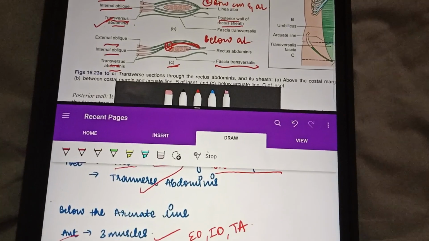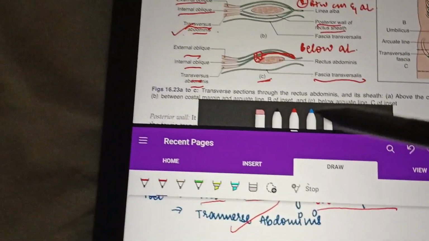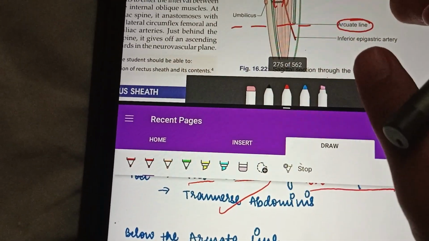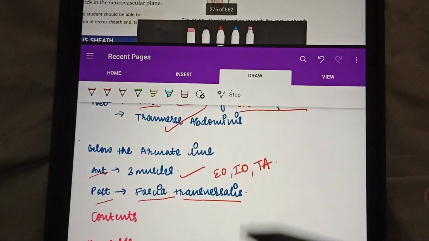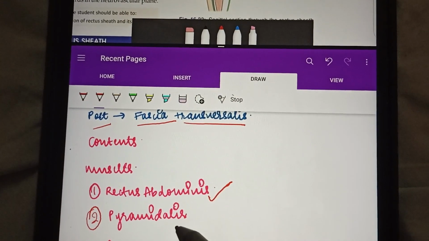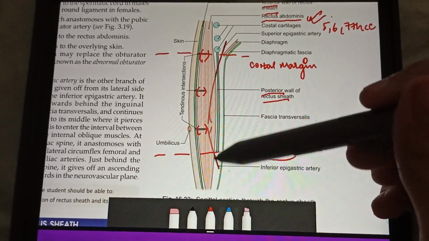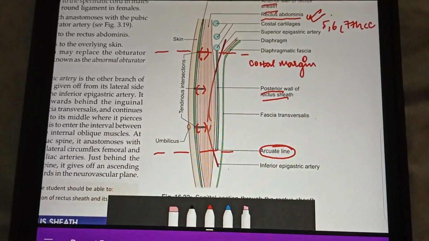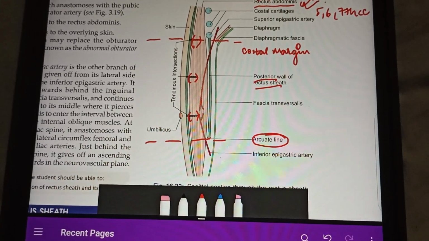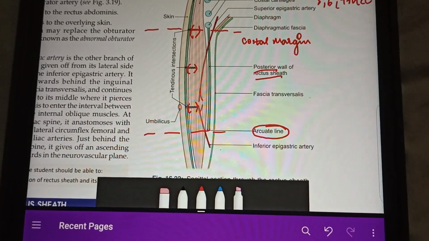So now we looked at the formation as well. Now we look at the contents. What are the contents of the rectus sheath? First, the muscles are the rectus abdominis and the pyramidalis. Rectus abdominis is this big muscle over here, and pyramidalis is a small muscle which lies below the rectus abdominis.